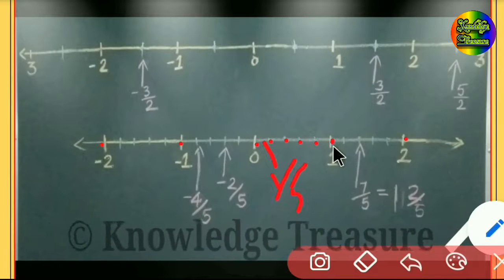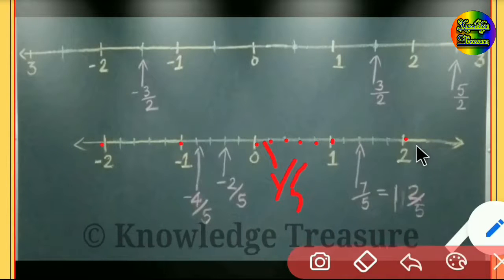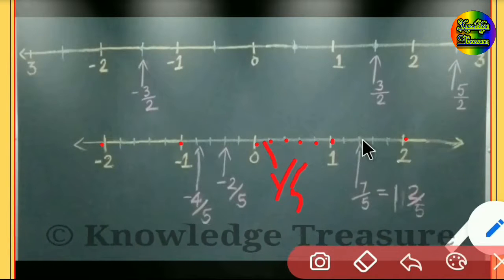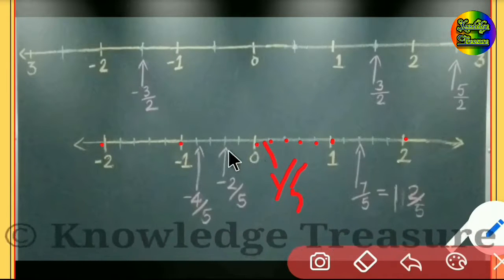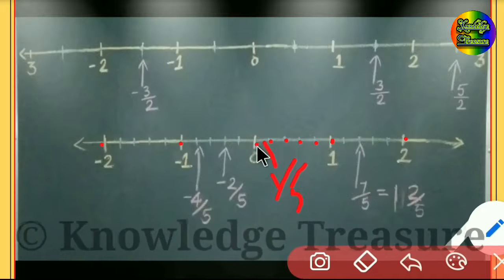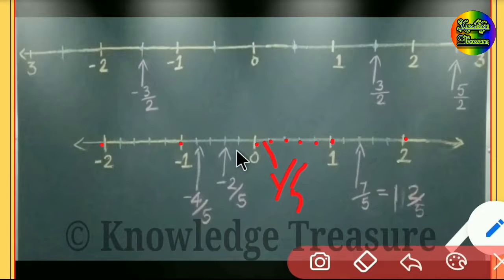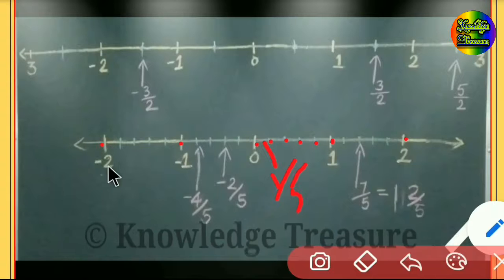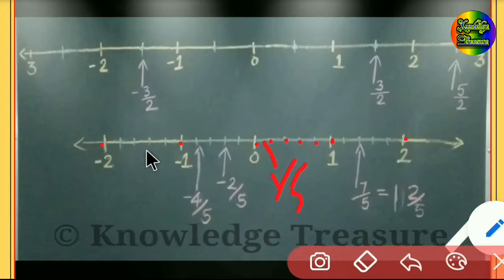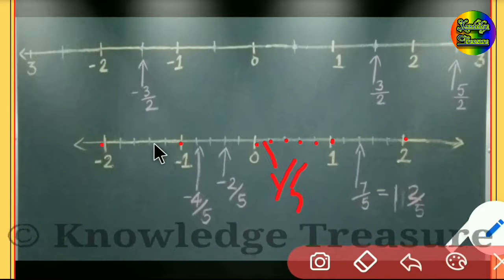Okay. Now, we'll divide this also from 1 to 2. This unit is also divided into how many parts? 5 parts. Here also, on the left hand side, each unit from 0 to minus 1 is divided into 5 parts. Minus 1 to minus 2 is divided into 5 parts. Okay. I hope you understood.